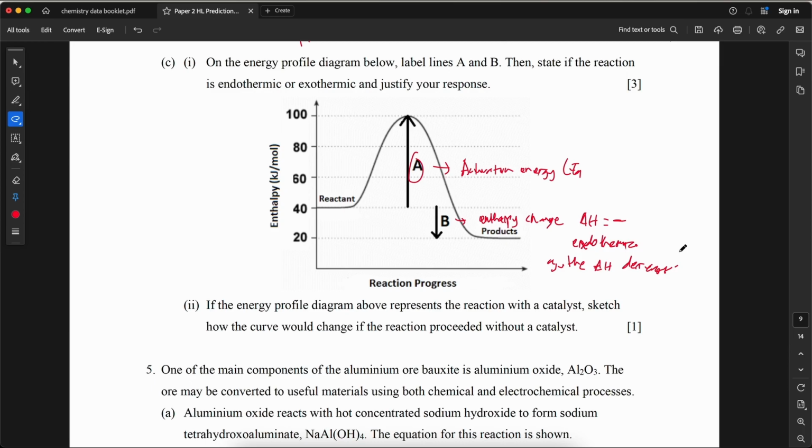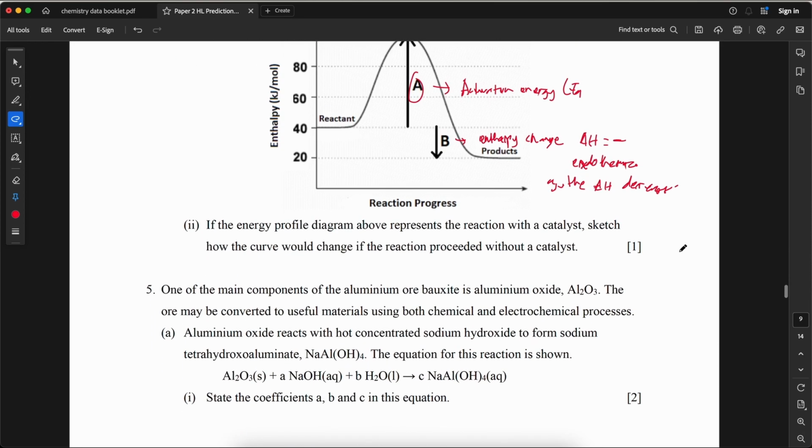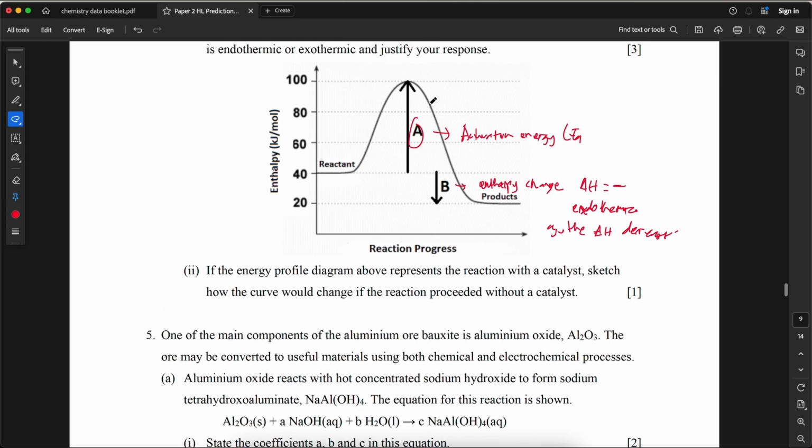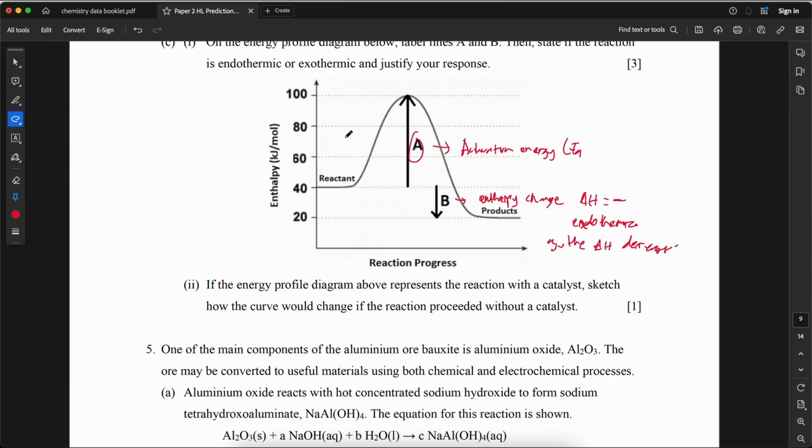If the energy profile diagram above represents the reaction with a catalyst, sketch how the curve will change if the reaction proceeds without catalyst. So the activation energy should be higher, but the delta H will not change, so you should go down here. Okay, so this one is EA without catalyst.